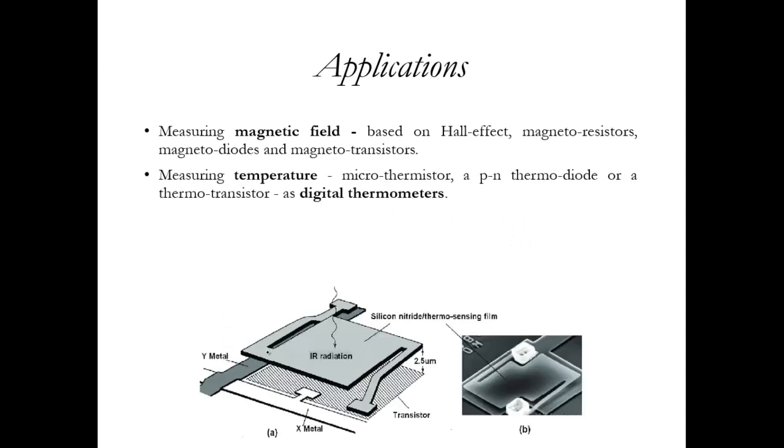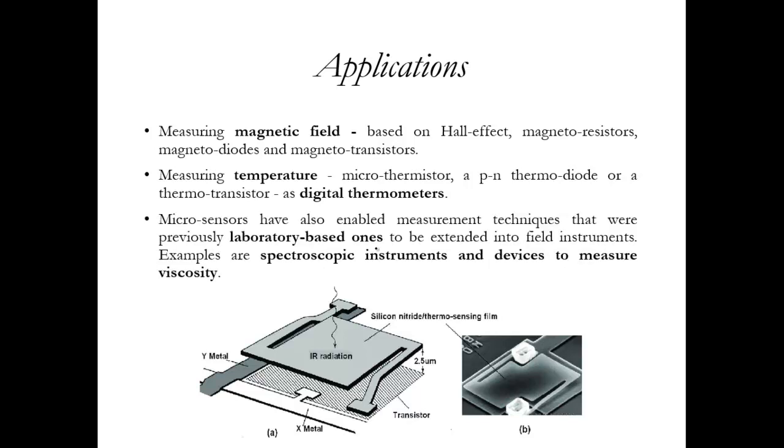Other applications could be measuring magnetic field based on the Hall effect, using magnetoresistors, magnetodiodes, and magnetotransistors. We can also measure temperature using microthermistors. An example of a microthermistor at micro level is here. You have infrared radiation, which accordingly changes the distance, so you can measure it based on some capacitance change and other properties. Microsensors have also enabled measurement techniques that were previously laboratory based and have extended into the field of instruments, spectroscopic instruments, and devices to measure viscosity.